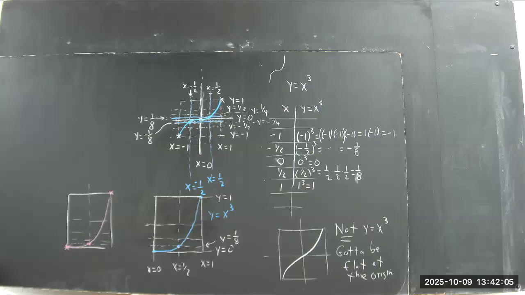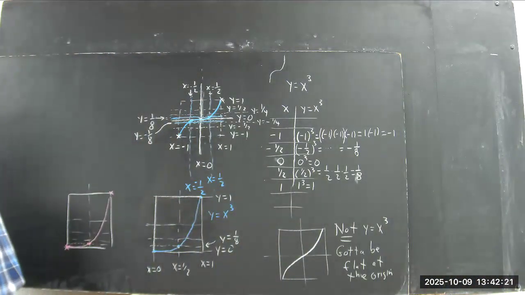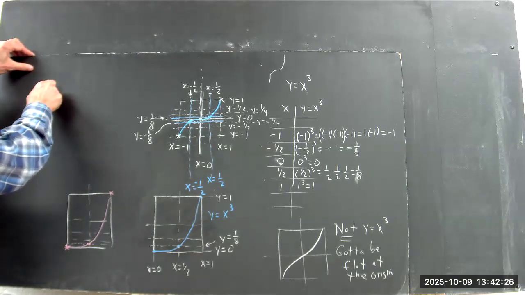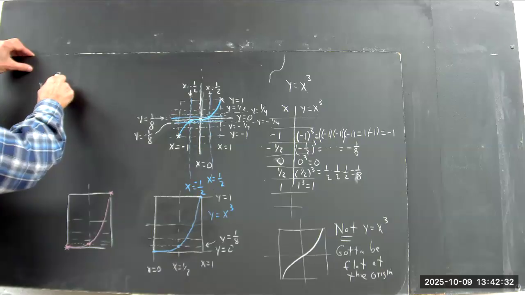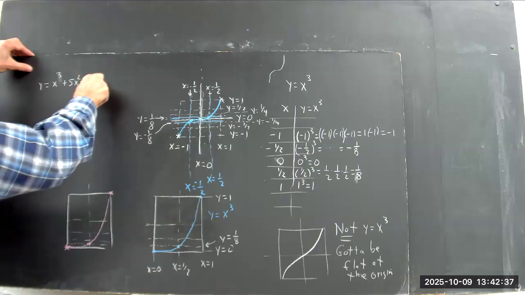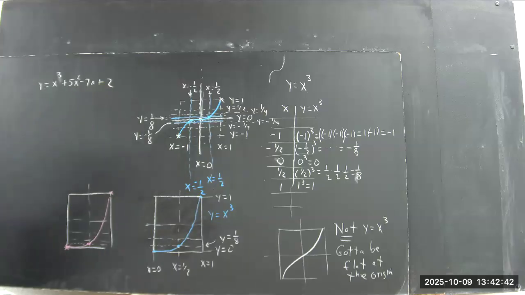Now that took a lot longer than it should have. But the point is this now. Let's say you have a function like this, x cubed plus 5x squared minus 7x plus 2.